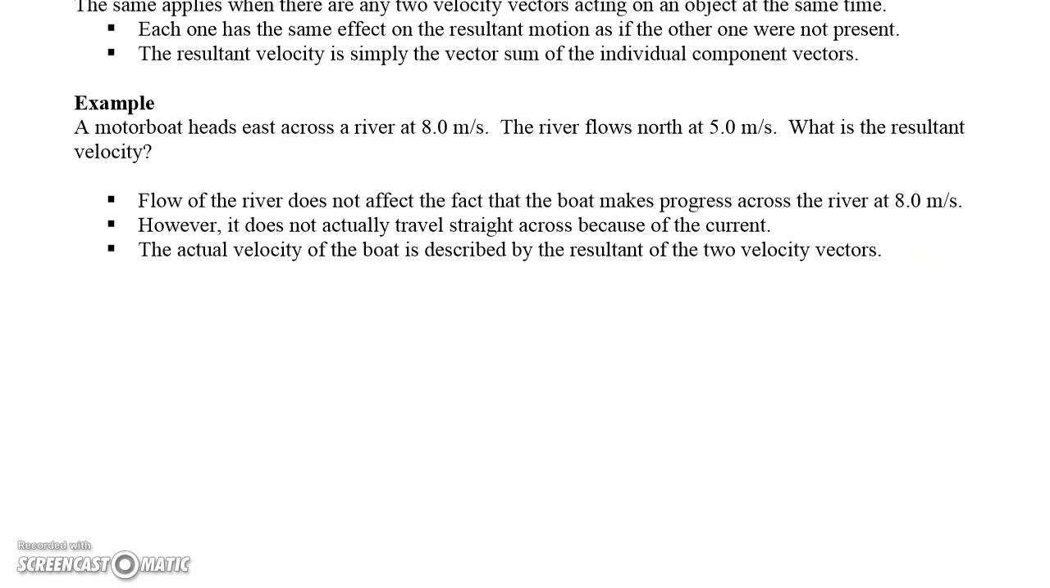So we've got a motorboat heads east across a river at 8 meters per second. The river flows north at 5 meters per second. What is the resultant velocity? So the velocity is going to have both an angle and a magnitude. What we need to figure out first is what we actually do know. So let's draw a little picture.